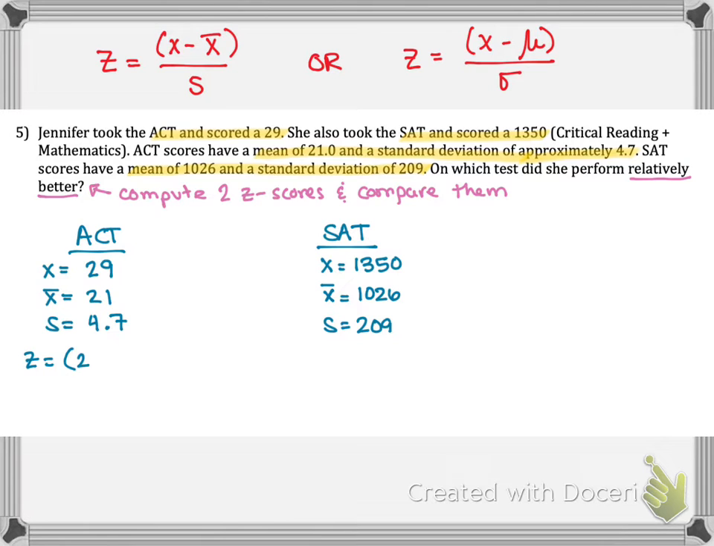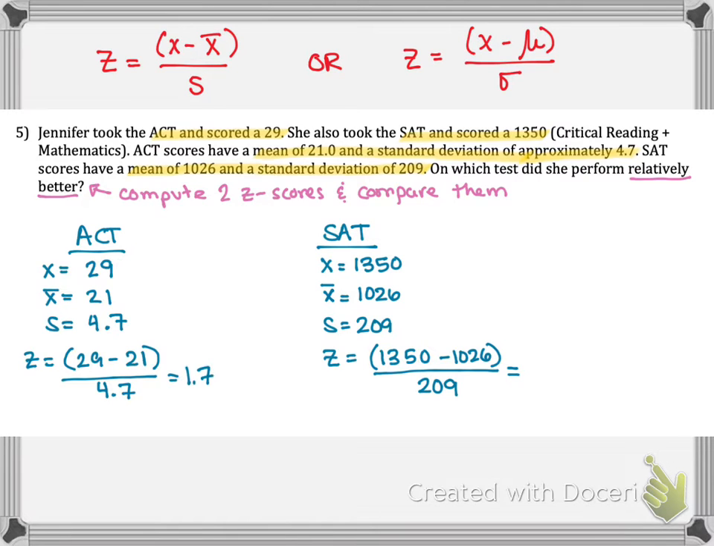We take the actual data value, subtract the mean, and divide by the standard deviation. We'll do it again on the SAT side. Take the actual data value, subtract the mean, and divide by the standard deviation. And if we do this for both values, for the ACT, I get 1.70, and for the SAT, I get 1.55. And remember, we are still not done. We're asked on which did she do relatively better. So we compare the two scores.